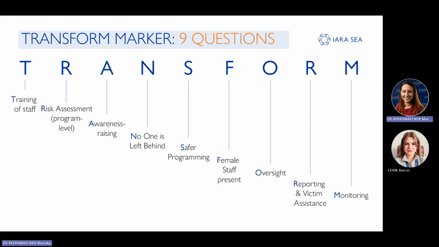And this is what the Transform Marker stands for. It has 9 elements: training of staff, risk assessment, awareness raising, no one is left behind, safer programming, female staff present, oversight, reporting and victim assistance, and lastly, monitoring. As you can see, Transform is an acronym, so it's easier for colleagues to remember all the elements.